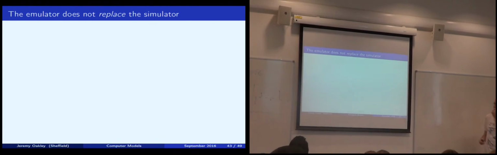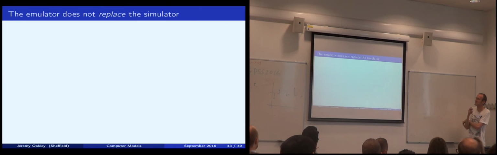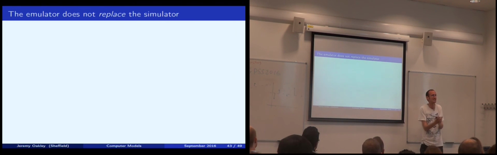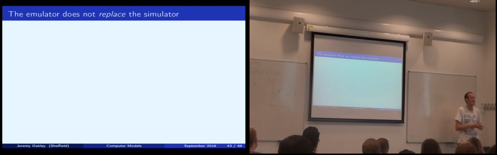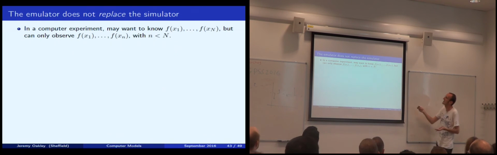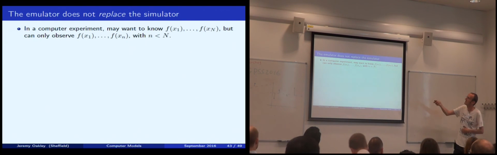Just one comment that might put some people's mind at rest. Some people think what you're doing is you're taking some complex model that someone spent years developing and throwing it away and replacing it with a Gaussian process. We're not doing that, okay? The idea is you want to know your output at lots of input values, okay?